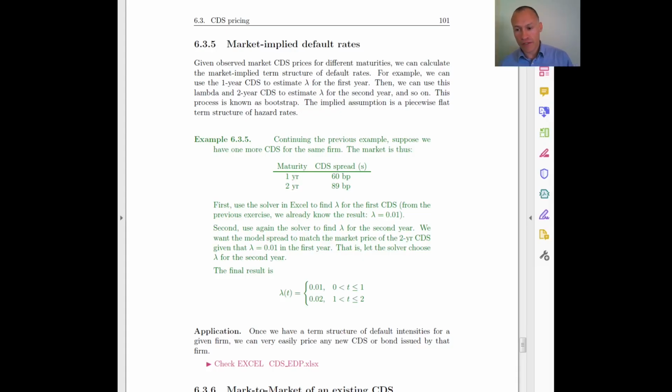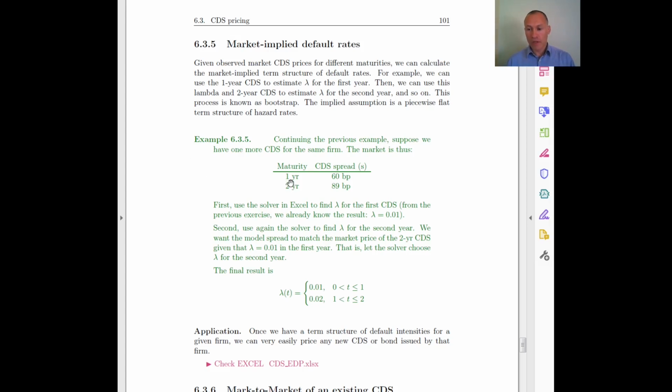Now that we know how to price a CDS, there are a couple of interesting things we can do with that. The first one is to estimate the default rates implied by market prices. What we're going to do is very similar to what we did in fixed income when we estimated the term structure of interest rates. We used observed market prices to infer the interest rates that were used to set those market prices. That's exactly the same thing we're going to do here. We're going to use the observed CDS prices, or CDS spreads, in the market and infer from those the probabilities of default.